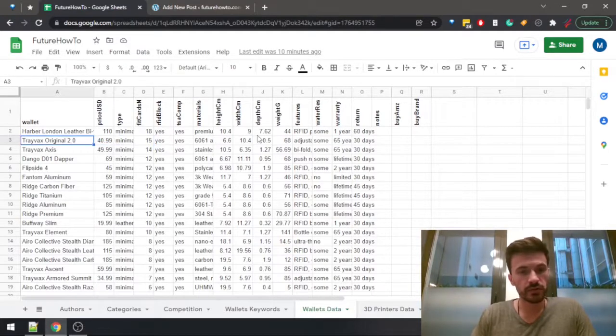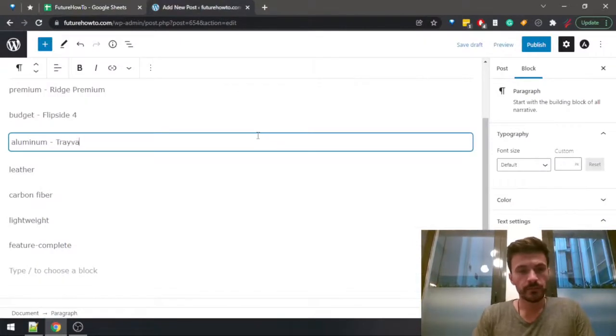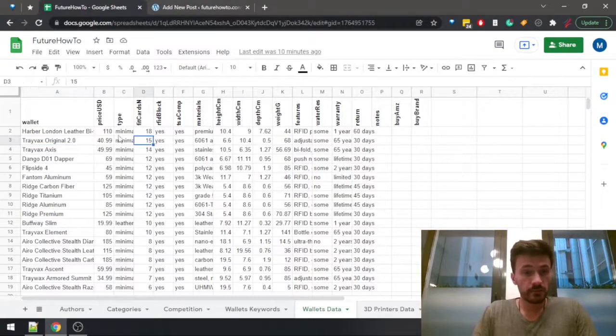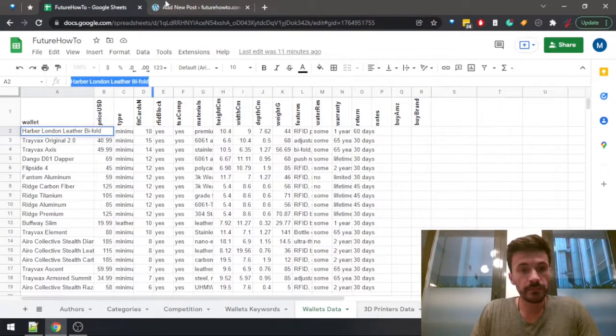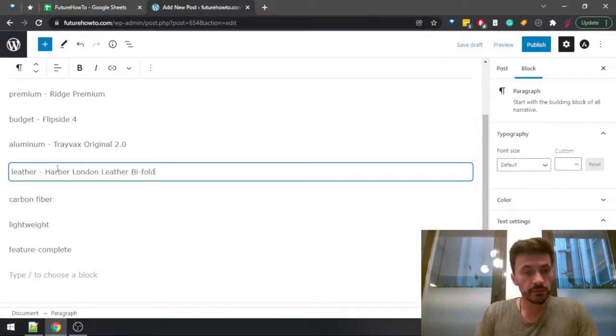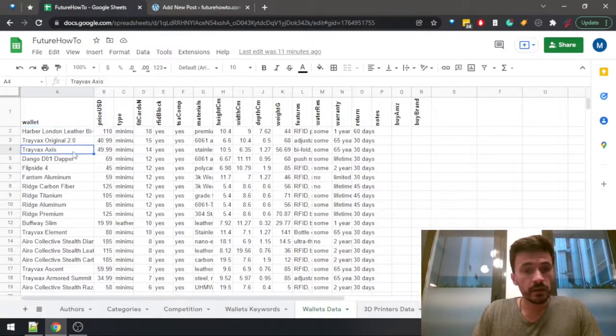Maybe we can do the Travelex Original 2.0 here. Plus it has a larger card capacity, so I'm probably going to try and include at least these 3 in the choices because they obviously have the largest card capacity. So this is Harber London. I think this is a good choice for leather. Yeah, we can make this one for the leather. And what can we do with this one? This is stainless steel.